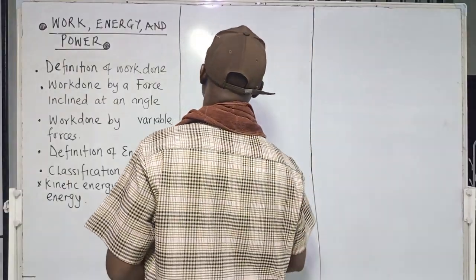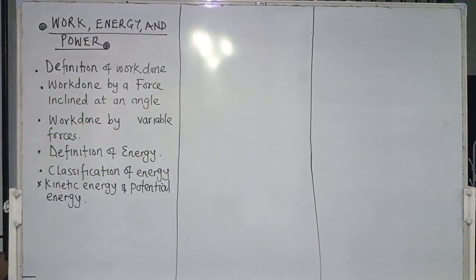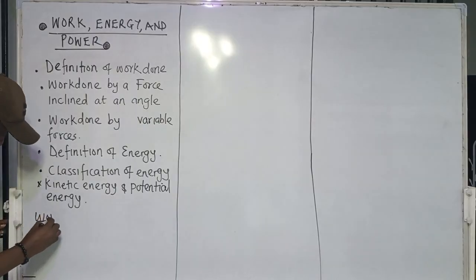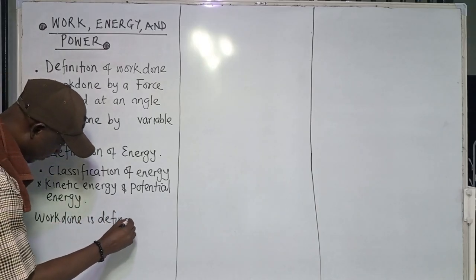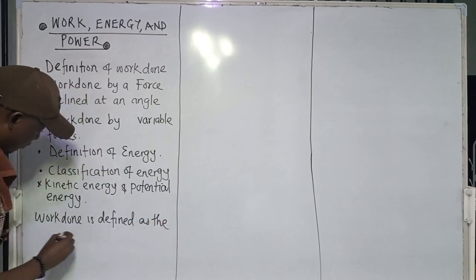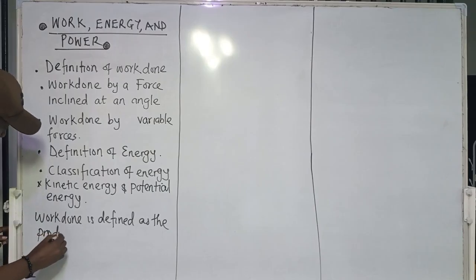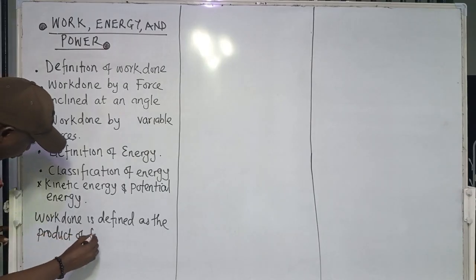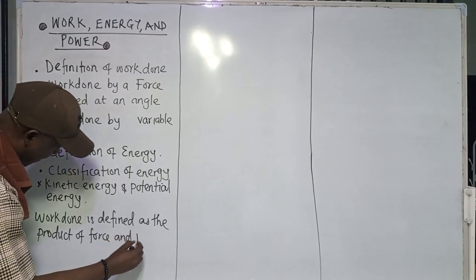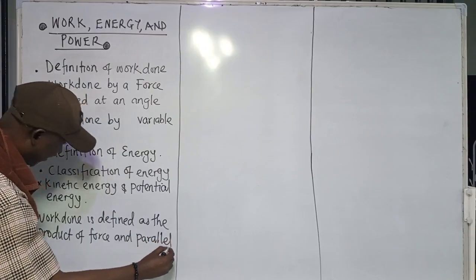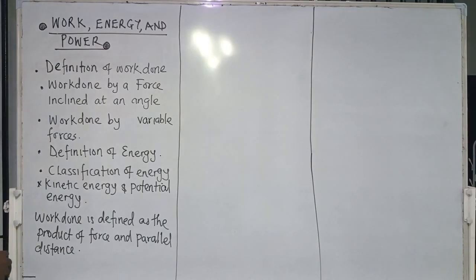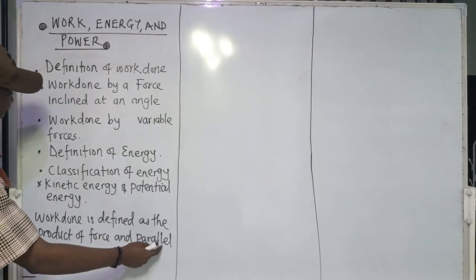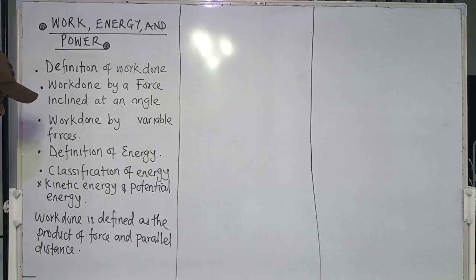Now let's go. What is the definition of work done? Basically, work done is defined as the product of force and parallel distance. So if I use the word parallel, I don't use the word perpendicular. Be careful with that statement.